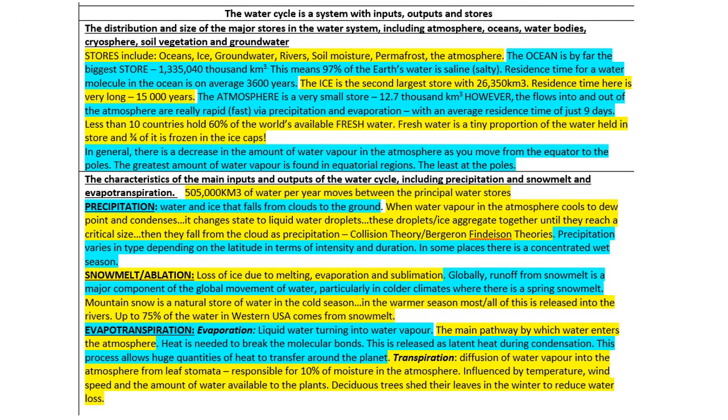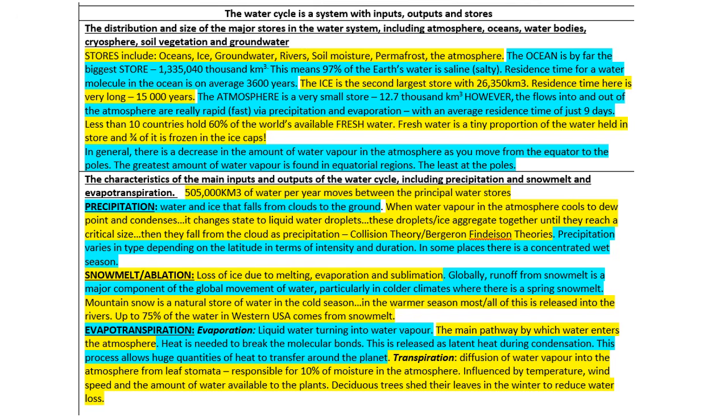It cools to dew point where condensation occurs, and it changes state from gas to liquid. The water droplets aggregate together until they reach a critical size, and they fall then from the cloud as precipitation. And you could name drop the collision theory or the Bergeron-Findeisen theory. The type of precipitation will vary depending on the latitude and how hot or cold it is, or the season.